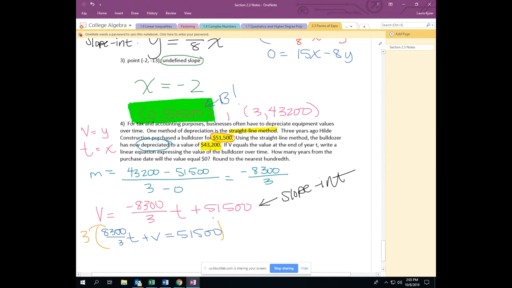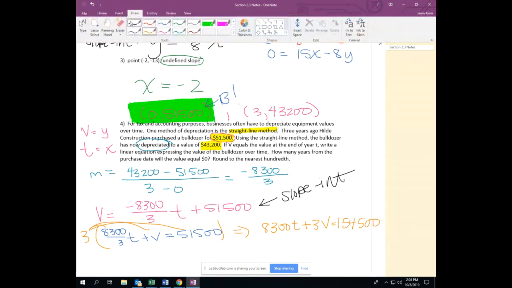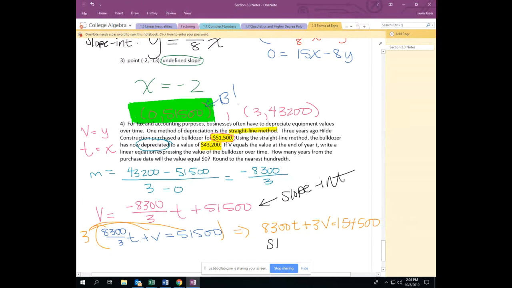3 times the first term will just cancel the denominator out. So we've got 8,300 t. 3 times v is 3v. And 3 times 51.5, let me do it real quick, is 154,500. And that is standard form, just in case they want it. I can't imagine them asking you for that, though.